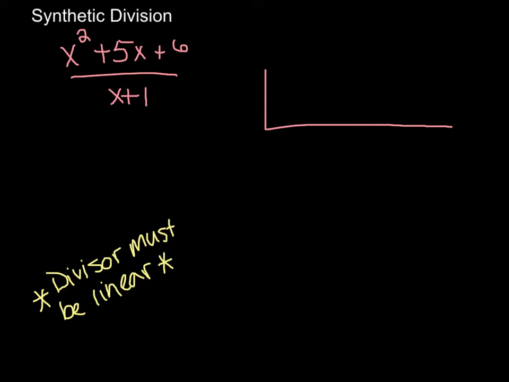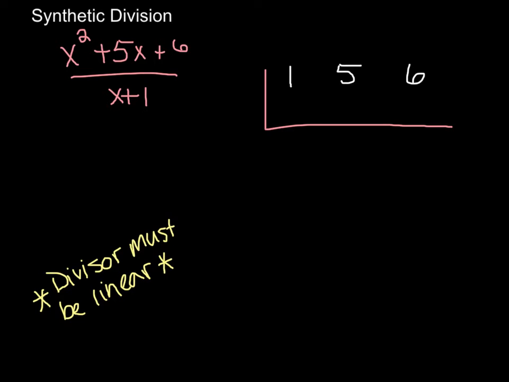We're going to write our coefficients for each term in the dividend. So looking at our coefficients, we have x squared, which has basically just 1x squared, 5x, which is just 5, and 6.